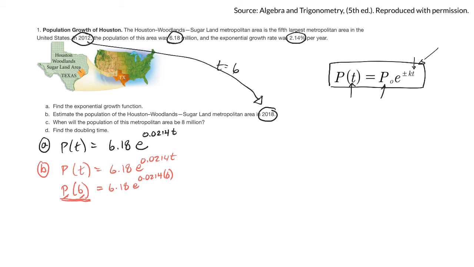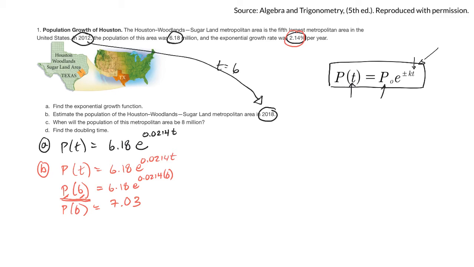Okay, I found a calculator that worked. So the population after 6 years is equal to 7.03, we'll call it, million. So after 6 years, if it continues with that same growth rate, the population will be 7.03 million. Okay, then they ask, when will the population of this metropolitan area be 8 million?